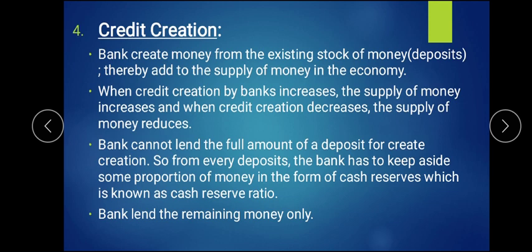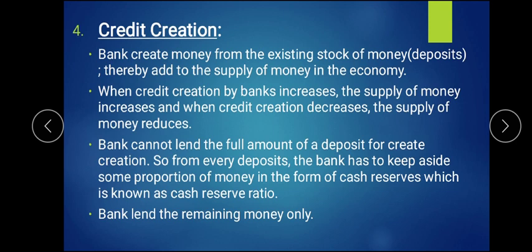So this is the rule of the bank, and this is how they create money out of giving loans. From 1 lakh, 10,000 is kept in the form of cash in the bank, and the remaining 90,000 is used for giving credit facility to other people who need it. Banks lend only the remaining money for creating credit.